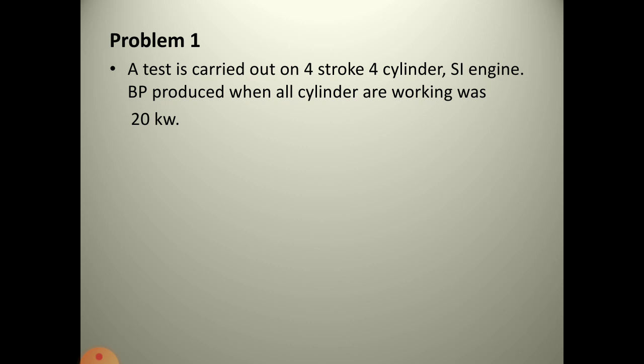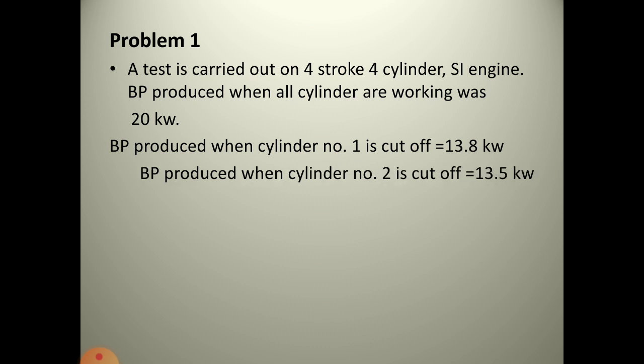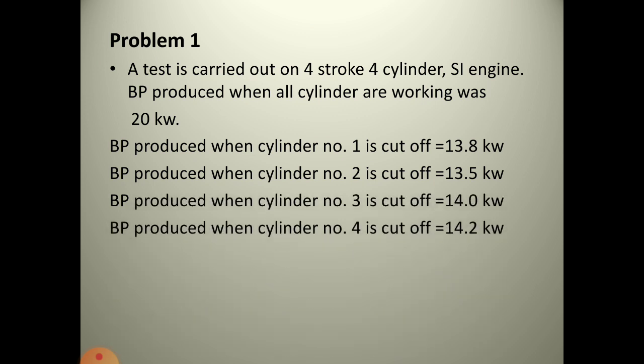When the cylinders are cut off one by one, the brake power produced by the remaining cylinders is given here. The brake power produced when cylinder number 1 is cut off is 13.8 kilowatt. When cylinder number 2 is cut off, it is 13.5 kilowatt. When cylinder number 3 is cut off, it is 14.0 kilowatt. When cylinder number 4 is cut off, it is 14.2 kilowatt.